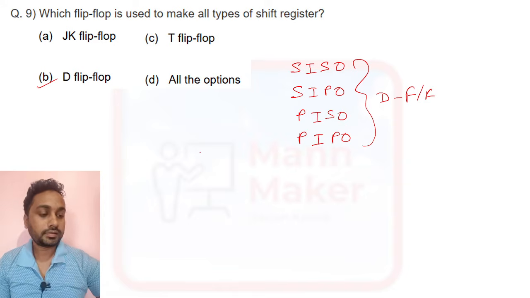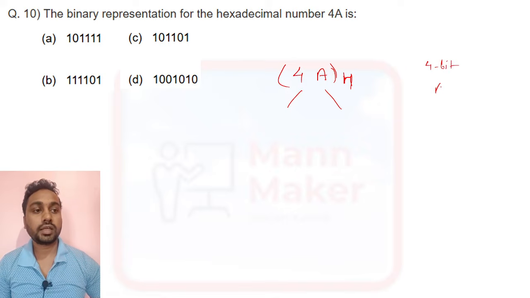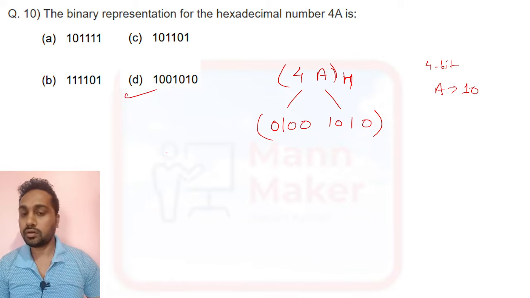Okay, binary representation of the hexadecimal, we have 4A as a hexadecimal. Now we need to convert this into binary form. So binary form means we need to write it in terms of 0s and 1s with 4 bits each. So if you take A, A is nothing but 10. So how do we write 10 in binary? 1010. Then how do we write 4 in binary? This is 0100. So this is the representation of 4A. Option D is your right answer.